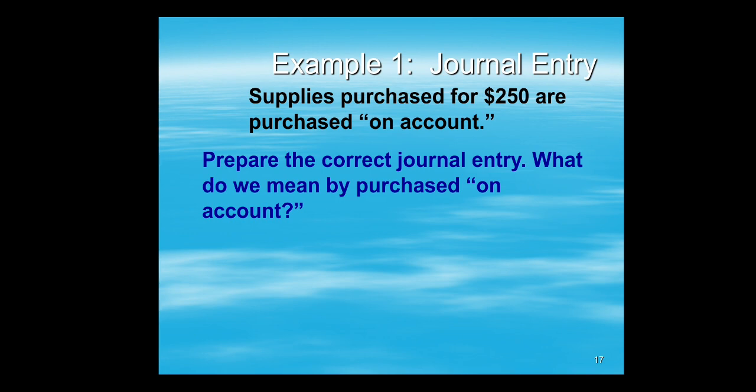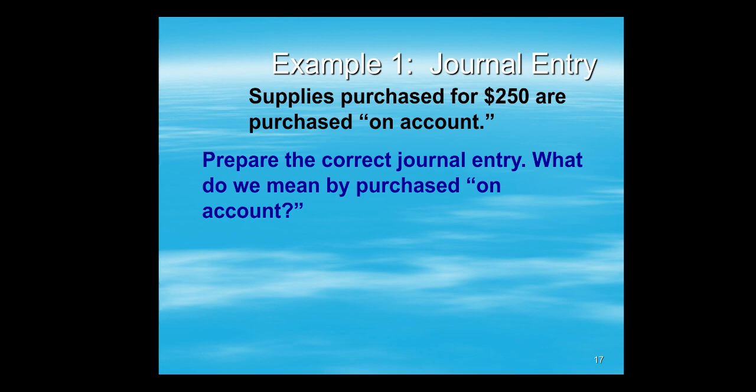Okay, so now I hope you can understand the scenario here. There is a business. The business purchases supplies from supplier for $250, but purchased on account. On account means the business purchases the supplies today, but will pay later in the future.